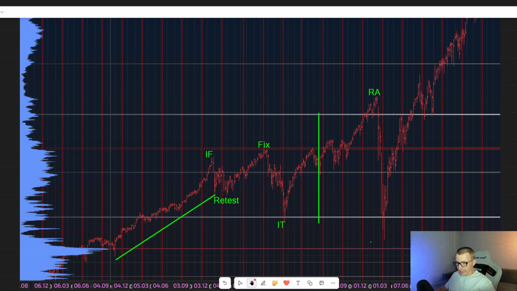What happens next? Then we see responsive activity from the opposite side, which will be what? Buyer's responsive activity. What happens next? Next, we see push through rotations. And then we see an initial fill here. Then we see a retest and the move continuation.